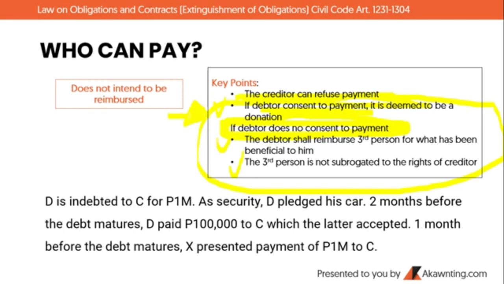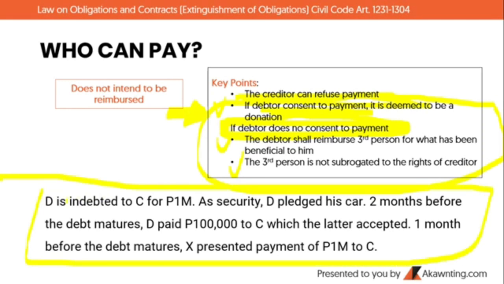Pero depende yan kung ano yung i-donate mo. May mga instances na kailangan pa ng public instrument whatsoever. Pero tatalakayin natin yan in detail pagdating natin sa contracts. So, ito yung hindi na natin nabasa tuloy yung example. D is indebted to C for 1 million. As security, actually paras pa rin, D pledged his car 2 months before the debt matures. D paid 100,000 to C, which the latter accepted.